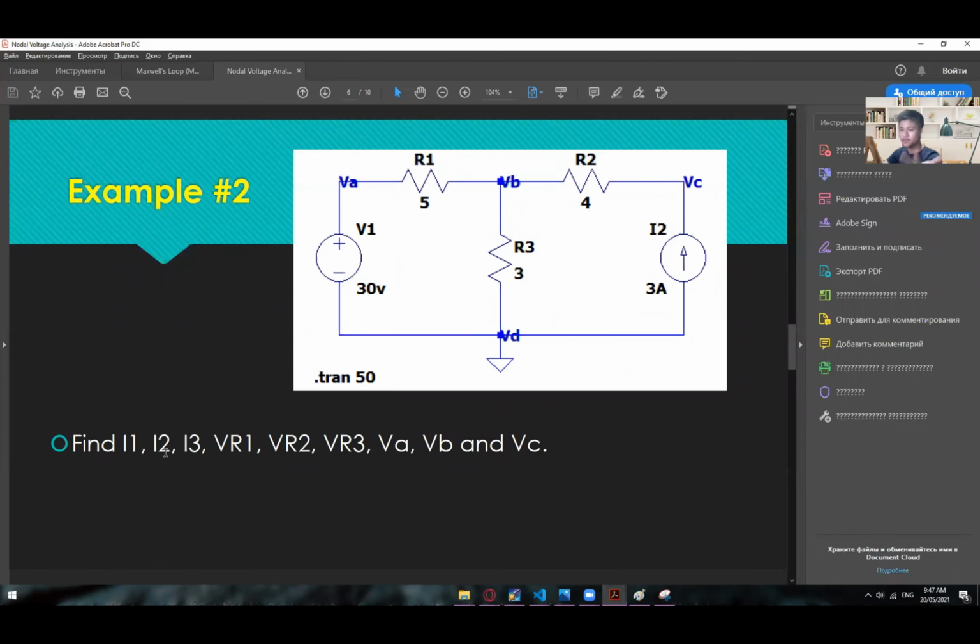So in here, same thing. We need to find the I1, I2, I3, VR1, VR2, VR3, and then VA, VB, and then VC. Notice that VD is not included here because VD is always equal to 0. That is our reference node or our ground node.